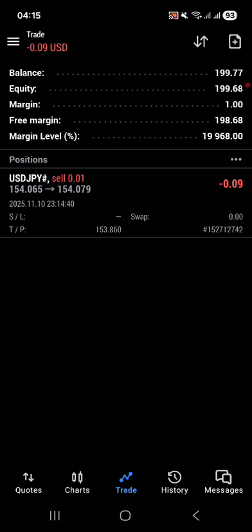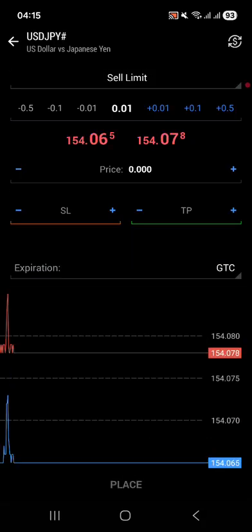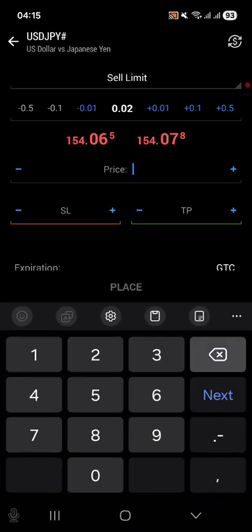That's the original order. Now, if the trade goes against me, I want to set 3 future hedge orders, okay? It's a sell limit. Double the lot size. If it goes 20 pips against, it's 154.26. Give myself a take profit of 20 pips. That happens to be where the market is now.